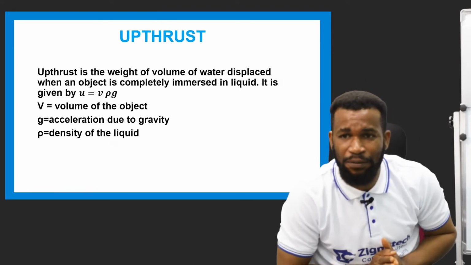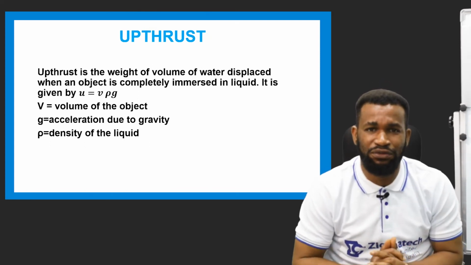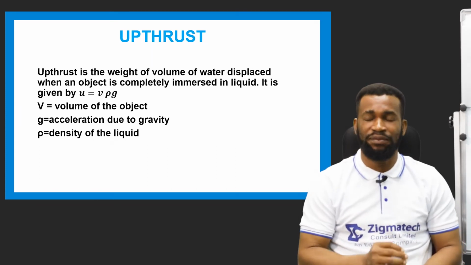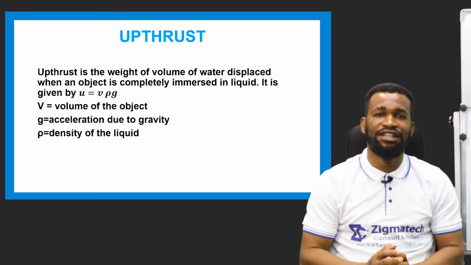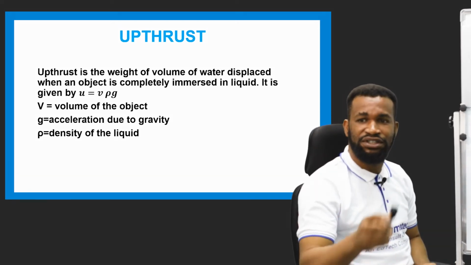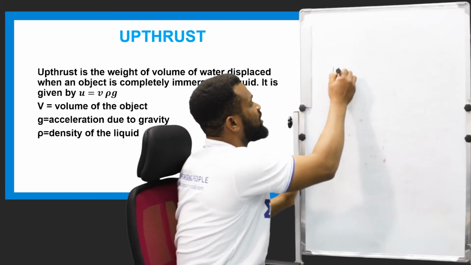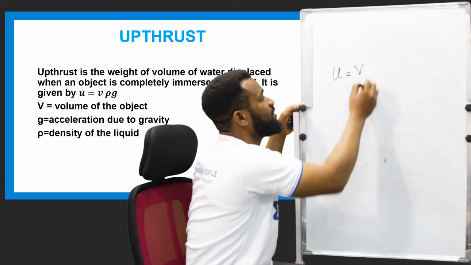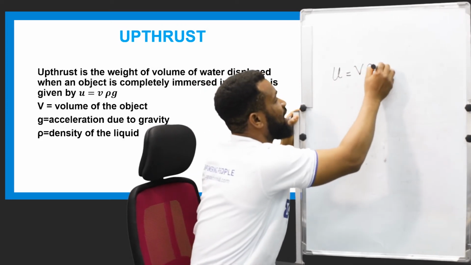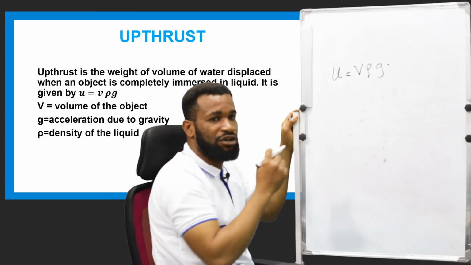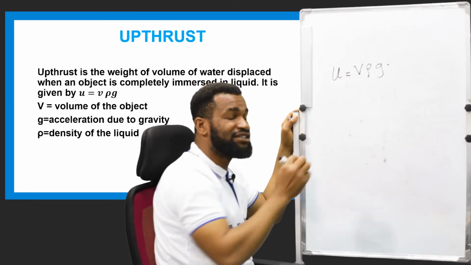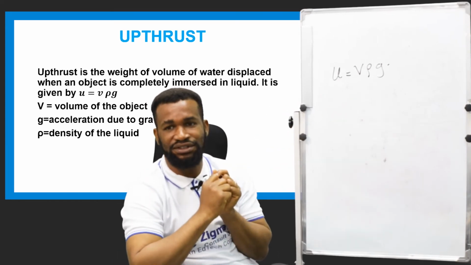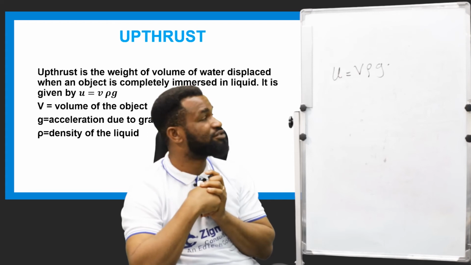Now, upthrust itself is the weight of the volume of water displaced. When an object is completely immersed, it is given by U equal to VρG. There are a few relationships about upthrust, but this one is V, the volume of the object, ρ, the density of the liquid, which is very important, and G, the acceleration due to gravity, as shown there on the screen.